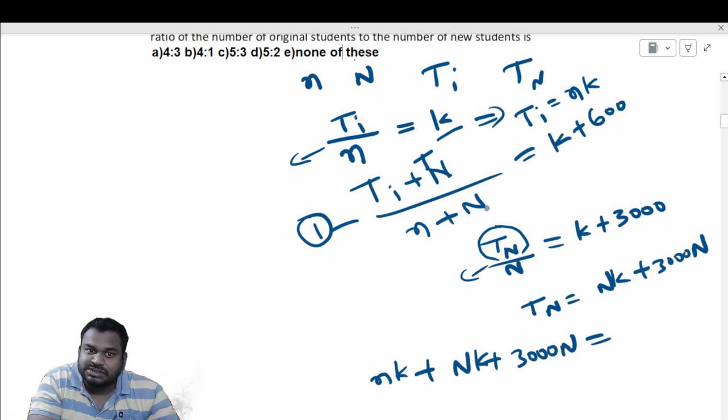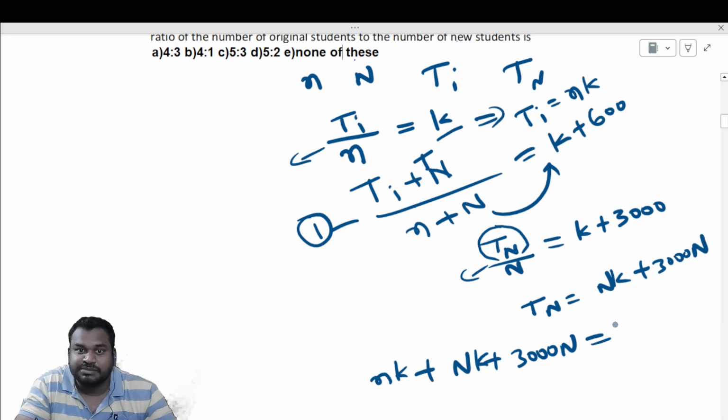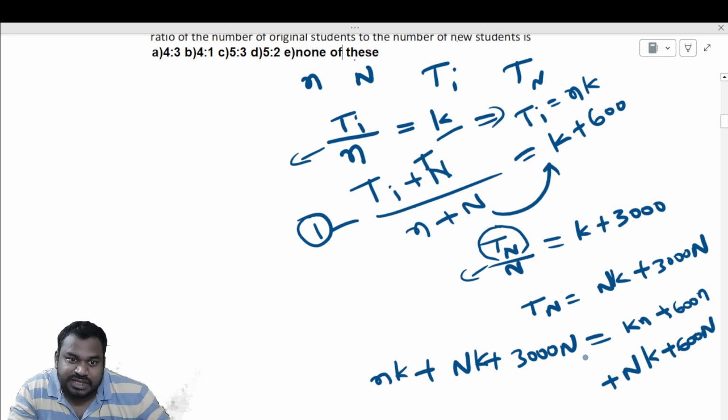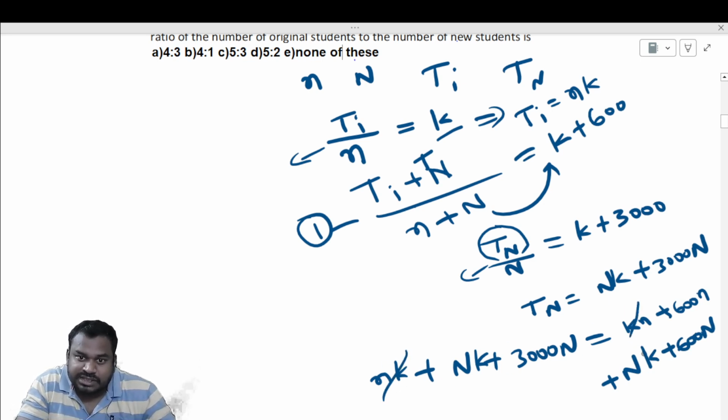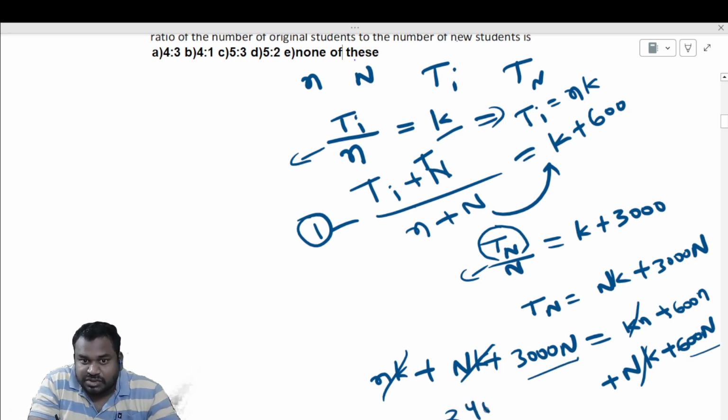This is equal to, I'm just moving these two here and multiplying. Then Kn plus 6000 n small n plus Nk plus 6000 n. So if there is anything to cancel, just cancel them. So what are the remaining things? 3000 n. See, 3000 n here and 6000 n. Subtract: 2400 n is equal to 600 n.